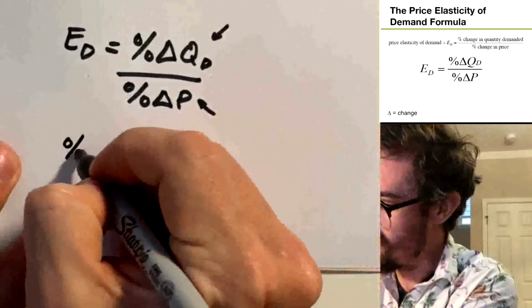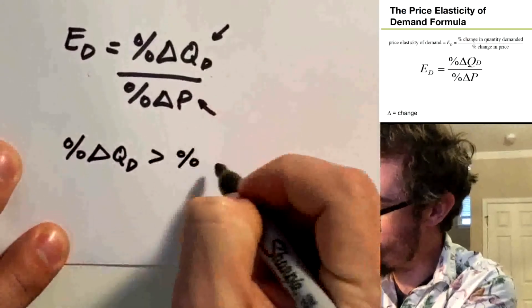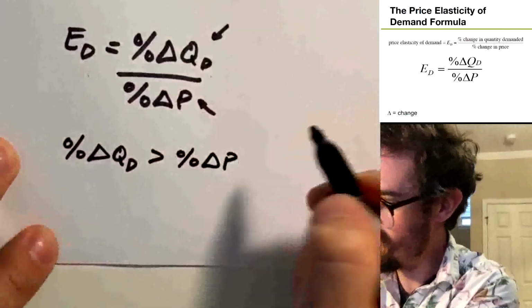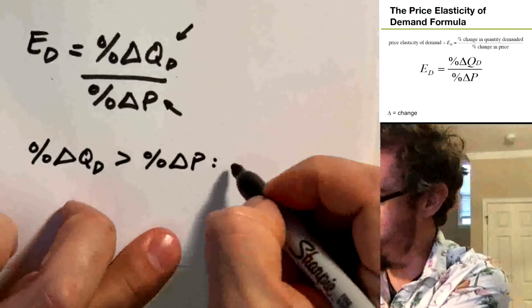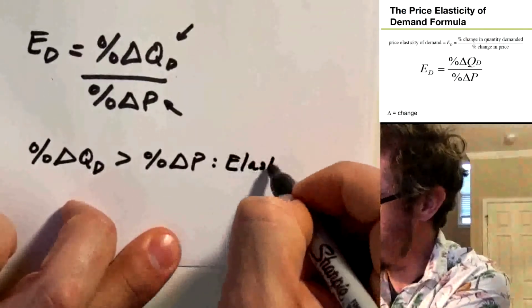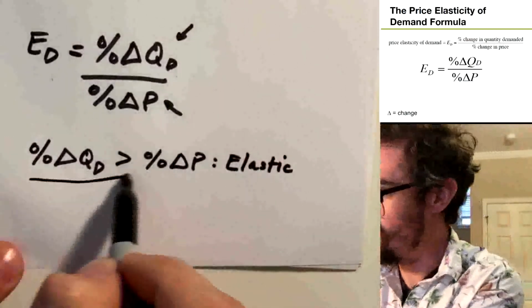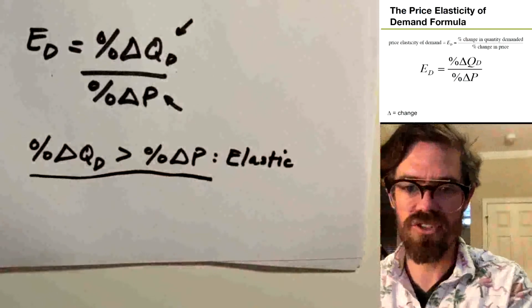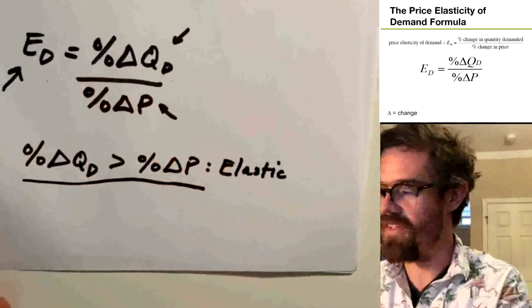Let me just write that out here. Percent change in quantity demanded is greater than percent change in price. Okay, so when that happens, it basically means that demand is relatively elastic. Now, if this is true, I want you to ask yourself, what is going to be true about the value of ED, right?